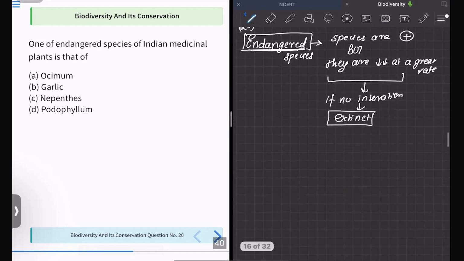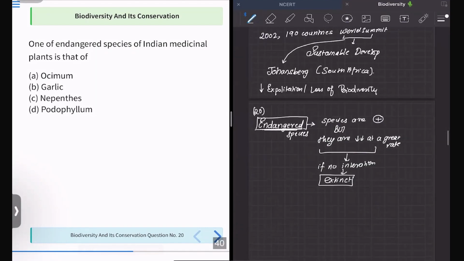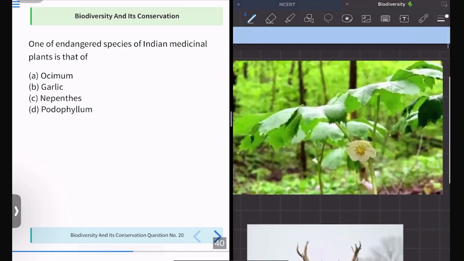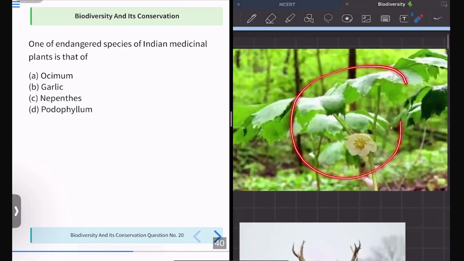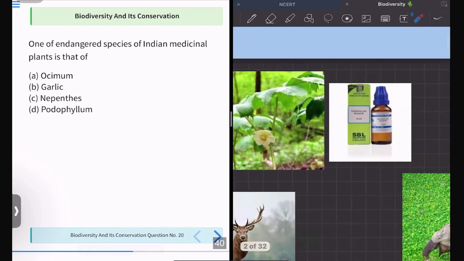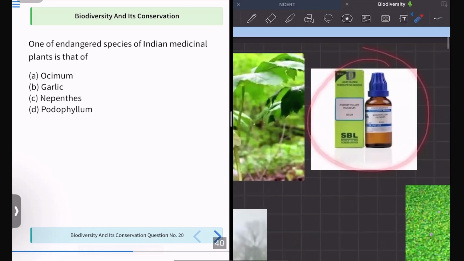So they are asking which of the given Indian medicinal plants is facing endangerment. I would like to show you a photo so that it helps you remember. Focus on this photo. You can see this plant. This is a medicinal plant known as Podophyllum, and out of this plant, such medicine is formed.